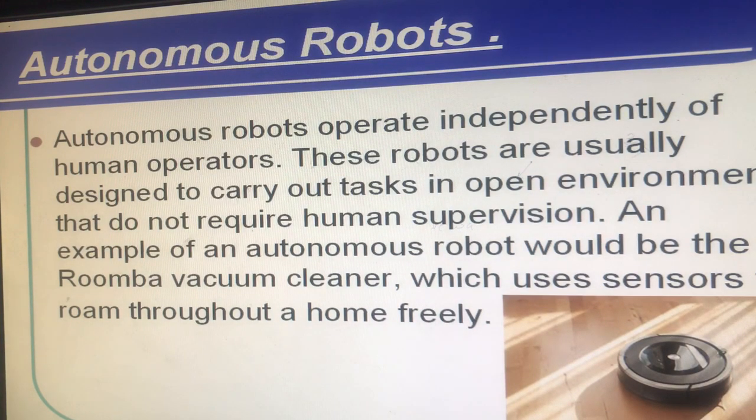Autonomous robots operate independently of human operators. These robots are usually designed to carry out tasks in open environments that do not require human supervision. An example of an autonomous robot would be the Roomba vacuum cleaner, which uses sensors to roam throughout a home freely.